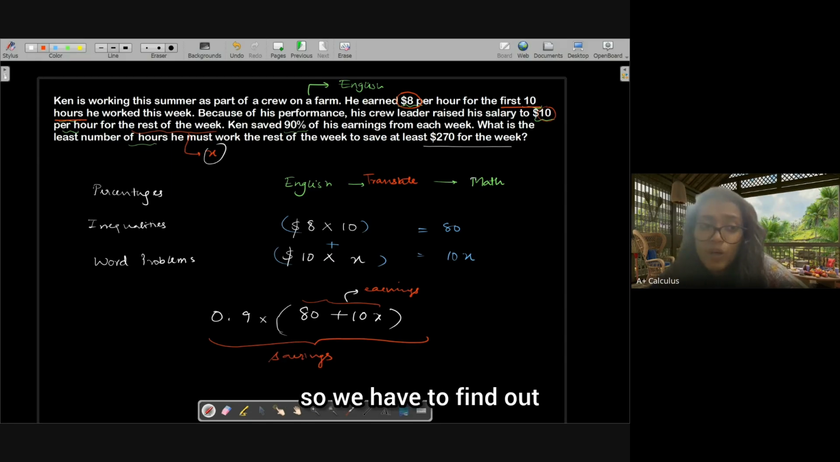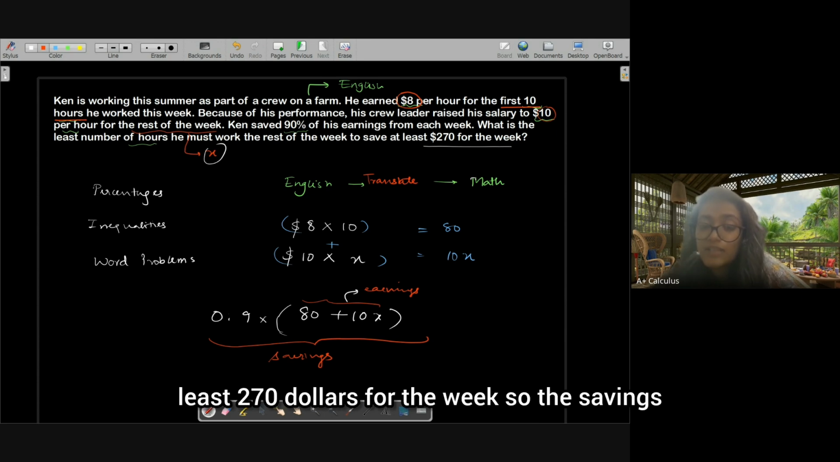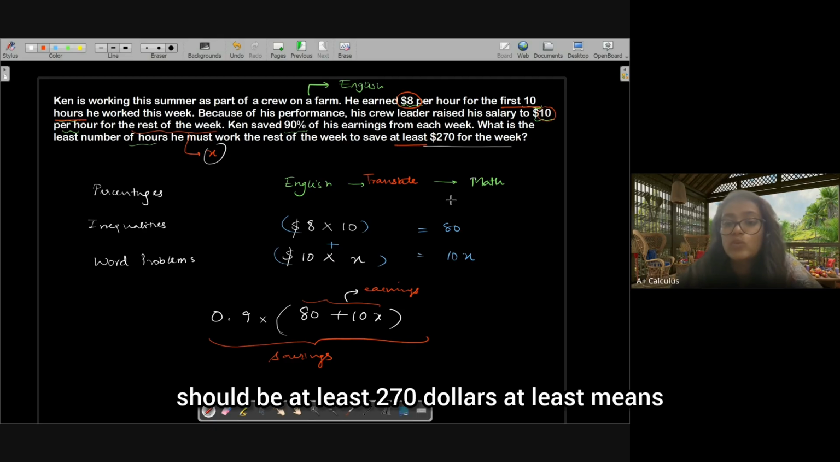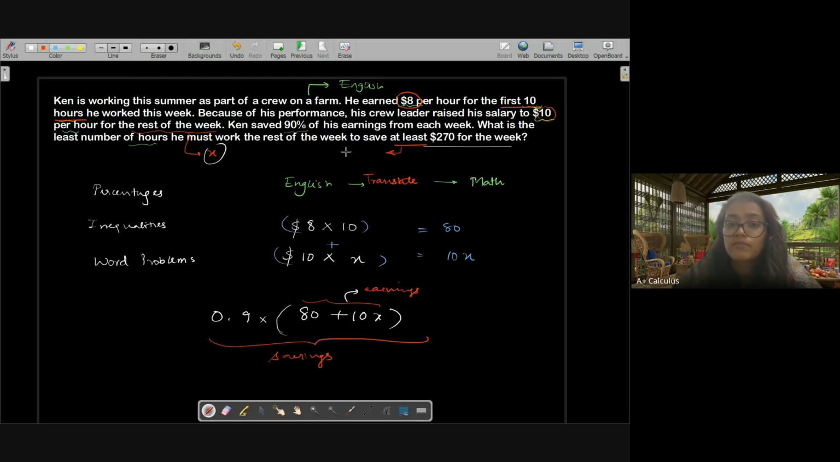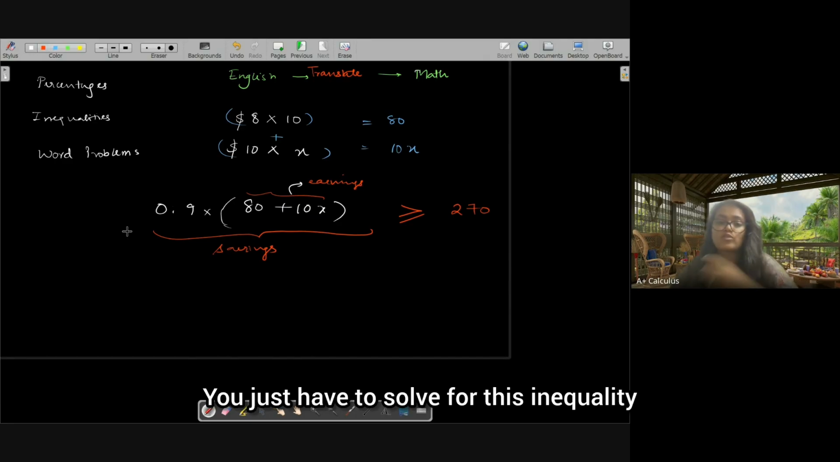So we have to find out what is the least number of hours he must work the rest of the week to save at least $270 for the week. So the savings should be at least $270. At least means minimum it should be $270. So at least means that this thing should be greater than or equal to 270. And that's it. That's your inequality. You just have to solve for this inequality.